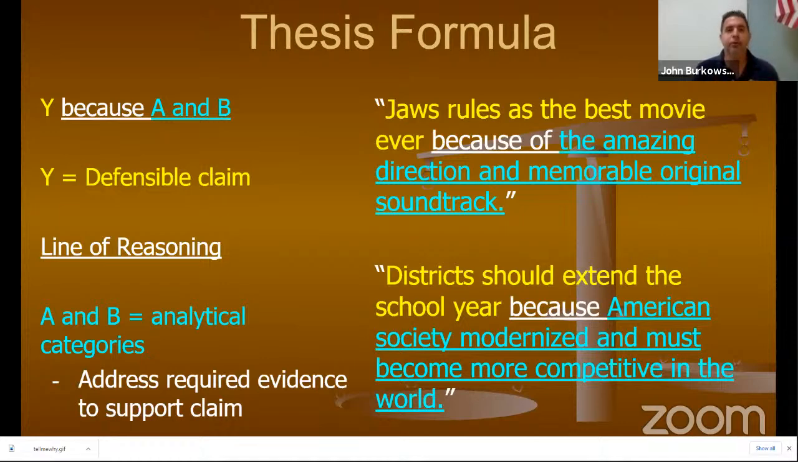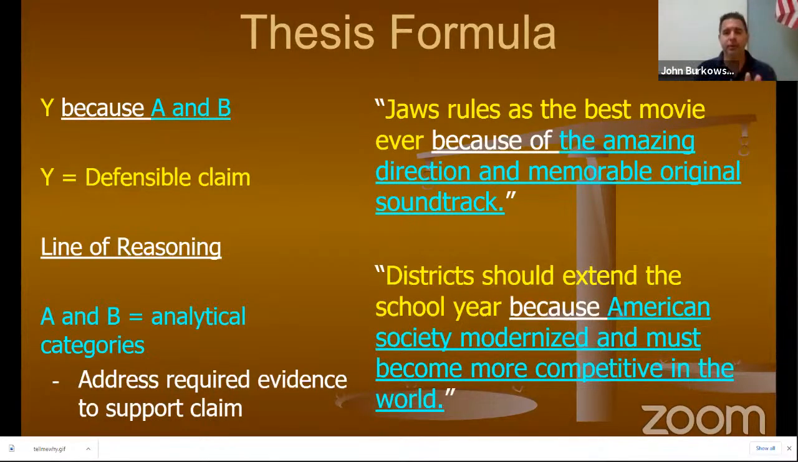So I want to keep it simple for you. And I know that thesis formulas can be a great foundation for you to develop your writing skills. So yeah, let's use a formula for your sake, for your success, for your mastery of government. So I'm going to keep it simple.